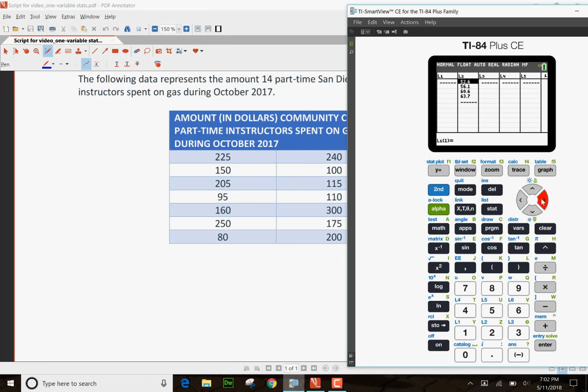Let's also do that with list 2. We're not going to be using list 2, but it'll be nice not to have any static in our way. All right, so now we know we have 14 entries, so let's go ahead and enter them in. So our first entry is 225. Look at the bottom here because that will tell you if you have made a mistake or not.